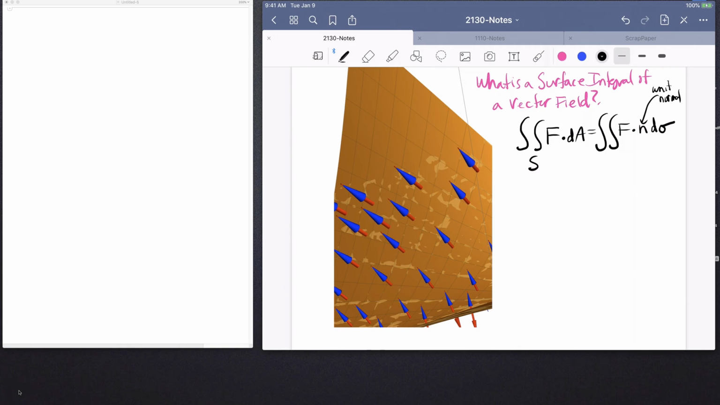Alright, in this video we quickly go over what is meant by a surface integral of a vector field. And here is the notation for that surface integral. Capital F is the vector field, and S is the surface. Okay, and here is the notation that is used. This is kind of a shorthand notation.